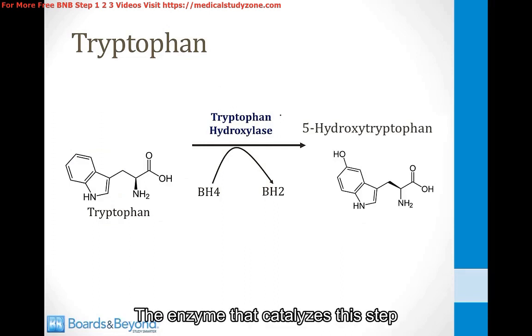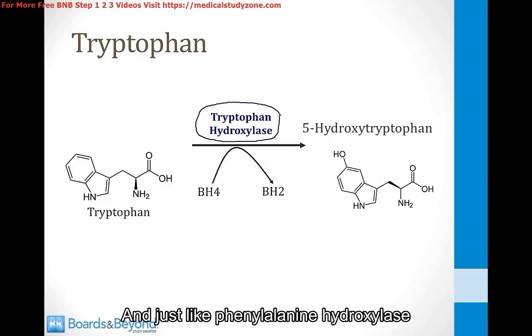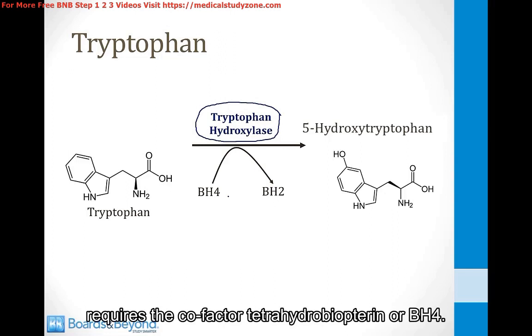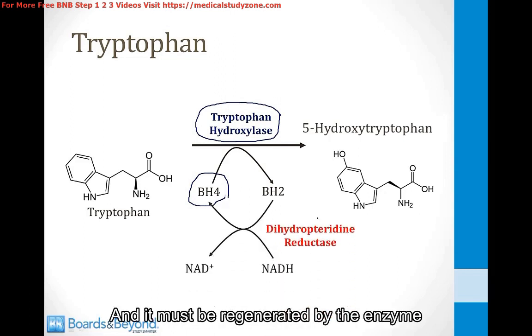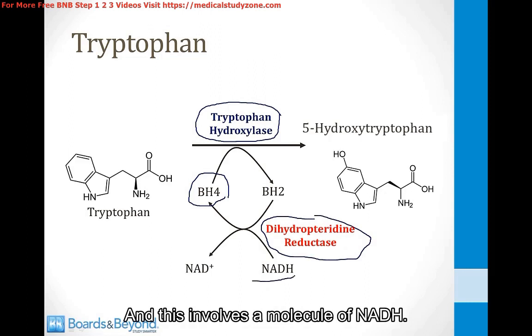The enzyme that catalyzes this step is called tryptophan hydroxylase. And just like phenylalanine hydroxylase and tyrosine hydroxylase, tryptophan hydroxylase requires the cofactor tetrahydrobiopterin, or BH4. BH4 is converted to BH2 in this step, and it must be regenerated by the enzyme dihydropteridine reductase, and this involves a molecule of NADH.